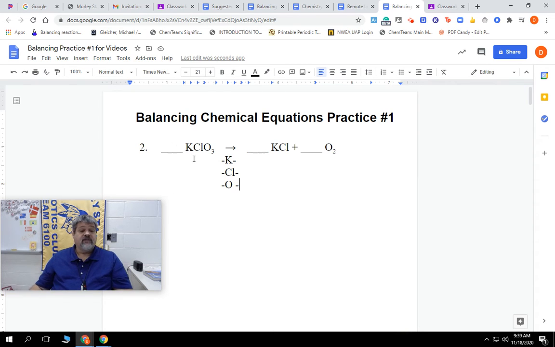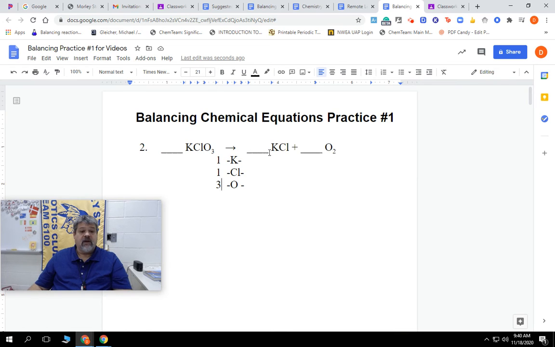So now we place the number that we have on each side. How many potassiums do we have? Well, we can put in 1 potassium on this side. We also have 1 chlorine, and we have 3 oxygens. So we're just going to put those in there. Again, I cannot change any of the subscripts here because that's the compound, that's the way it is. The only thing we can change is the coefficient, which is this number at the beginning.